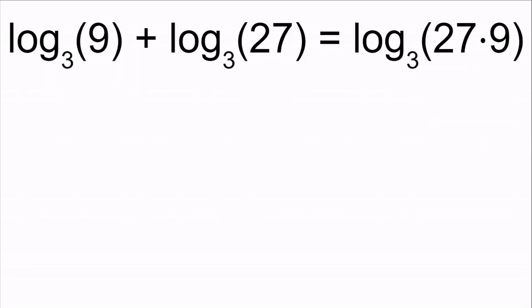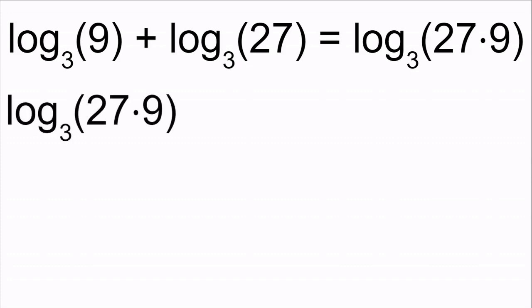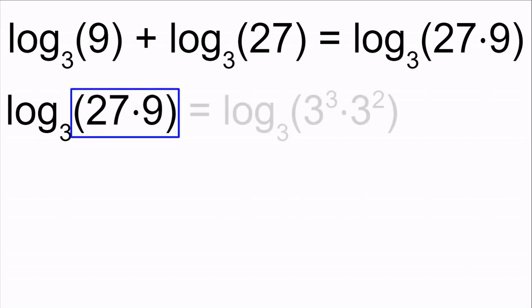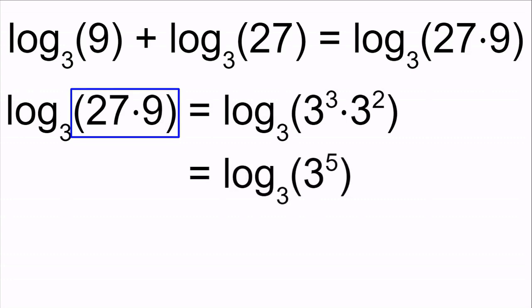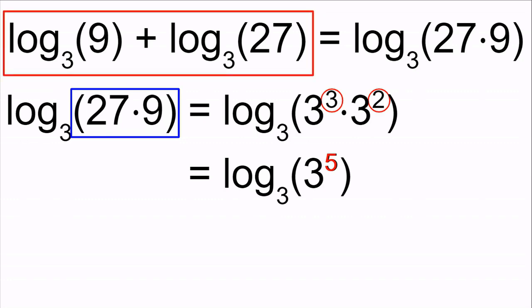Now, another way to prove this is by taking the answer. So log base 3 of 27 times 9. And we can rewrite this part, 27 times 9, as log base 3 of 3 to the power of 3 times 3 to the power of 2. So by using exponent laws, we get 3 to the power of 5. We simply took the exponents and added them together to make 5. So when we're adding two logs with the same base, we're essentially adding exponents. And when we add exponents, we're multiplying the two results together. And this is why when we are adding two logs, we multiply their results together.